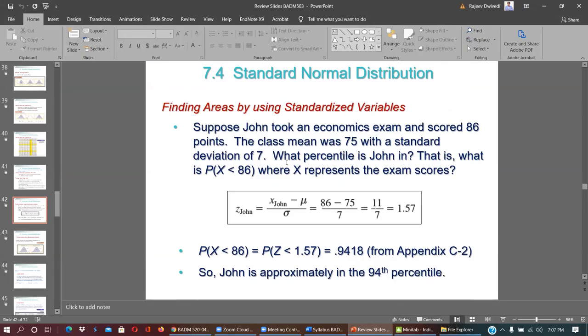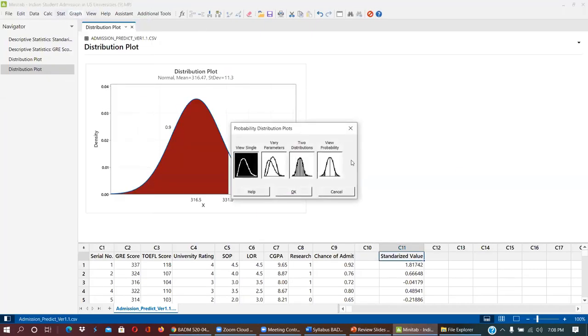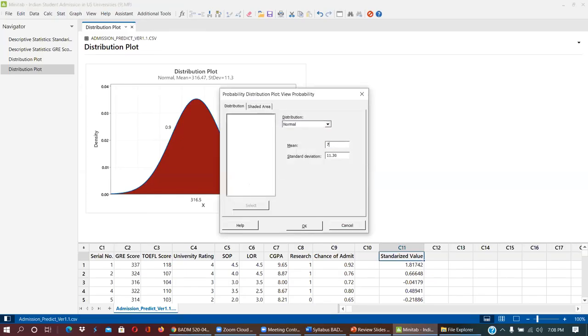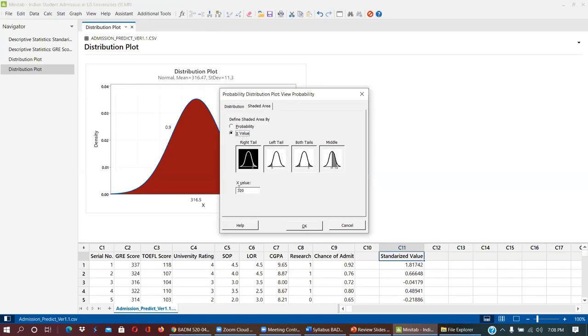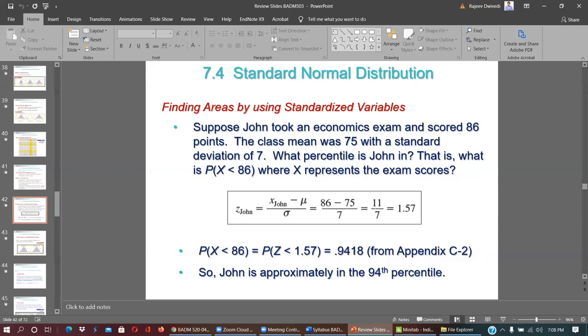So let's say, in a similar manner, suppose John took an economics exam and scored 86 points. The class mean was 75 with a standard deviation of 7. What percentile is John in? So basically, we would like to know John's percentile based on the mean and standard deviation of the class. We can simply do this with 75, 7 and 86, three numbers. So I'm just going to do graph, probability distribution, and 75 is the mean, then the standard deviation and shaded area. What is the x value John scored? He scored how much? 86, if I'm correct. 86, 75, and okay.